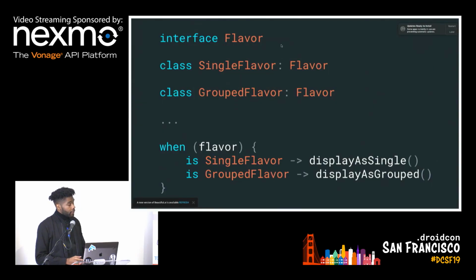All right, so firstly, this is what would define whether a view displays as grouped or not in our architecture. We have an interface flavor, and then we have two objects that are implementing this flavor interface, single flavor and grouped flavor. And then somewhere down the line, we have this when statement that determines whether the view should display a single or a grouped list.